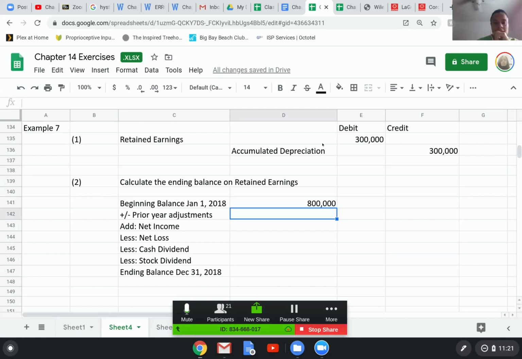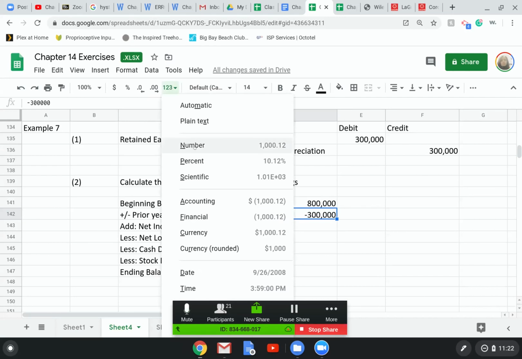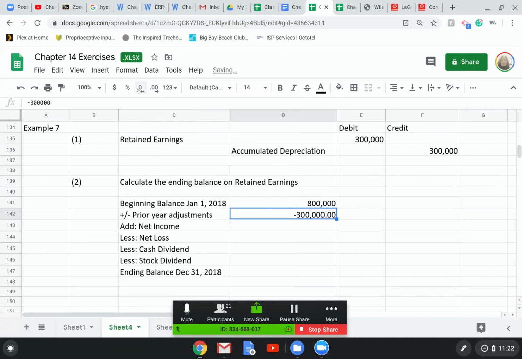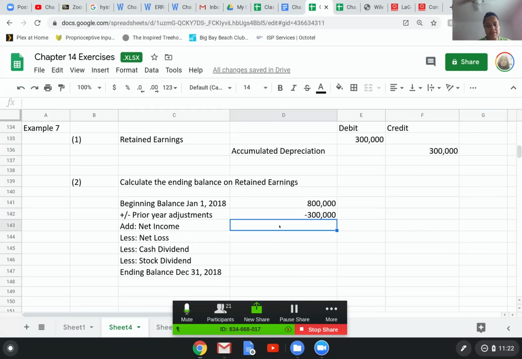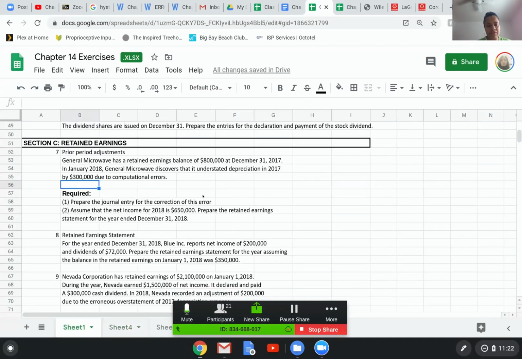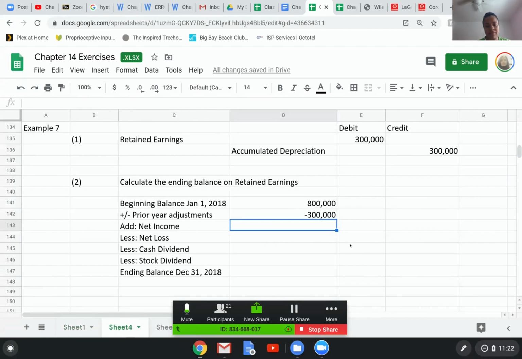Yeah, exactly. So the adjustment to retained earnings is a subtraction for the prior period because we understated expenses, which means we overstated net income and overstated retained earnings in 2017. So in 2018, we have to fix that by saying minus 300,000. And then 650,000 in net income. Yeah, so now you're going to add the net income, exactly. 650 coming from the question, 650,000.